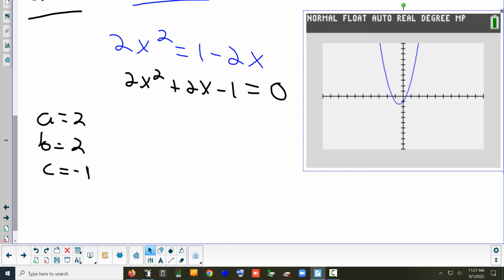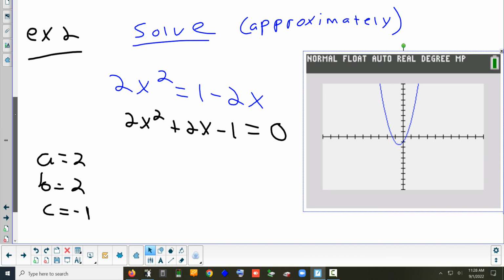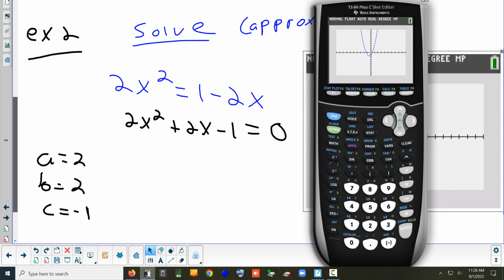Now, this problem wants a little more than that. They don't want to just know how many times it crosses. They want to know where does it cross. But since they said I only need to solve it approximately, that means I don't need to use the quadratic formula. The quadratic formula would give me an exact answer, but they didn't ask for exact. So when it says approximate, I'm going to use the calculator because that will give me an approximate answer. If it says exact, don't use the calculator because it will not give you an exact answer.